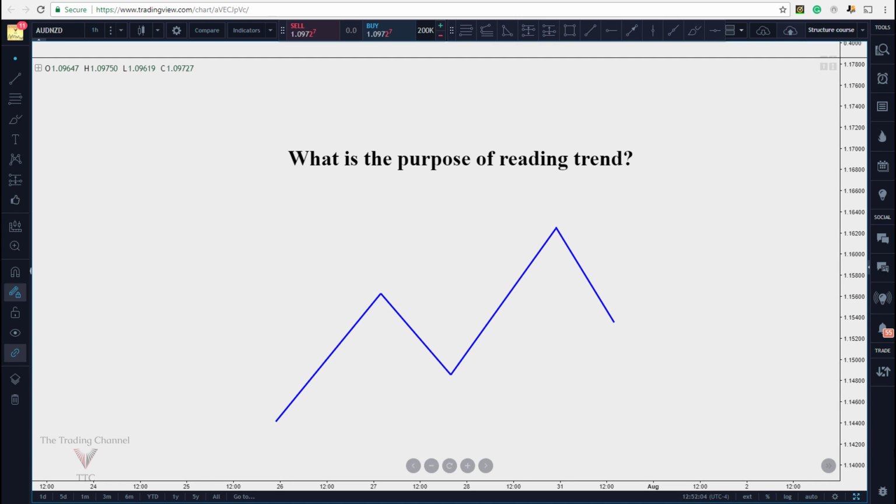Reading trend and understanding structure is going to be one of the key foundations to your trading success, and if you try to go further without first understanding how to read structure and how to read trend, then you will inevitably have problems later on in your trading. So this is going to be the foundation of good trading: understanding when the market's in an uptrend, when the market's in a downtrend, when it's in consolidation, and how to actually use those things in your trading plan, in your trading strategies. So that's what we're going to be going over today.